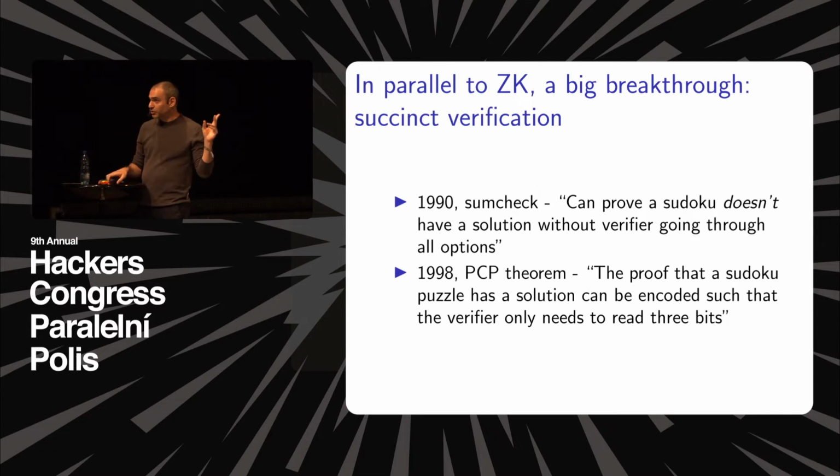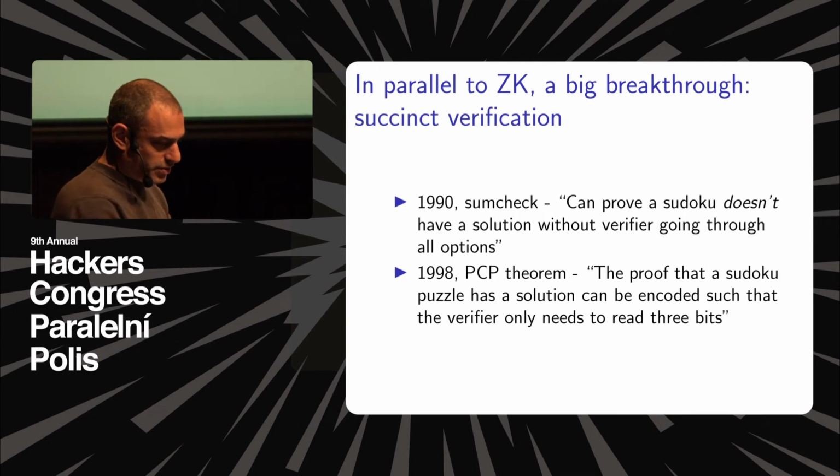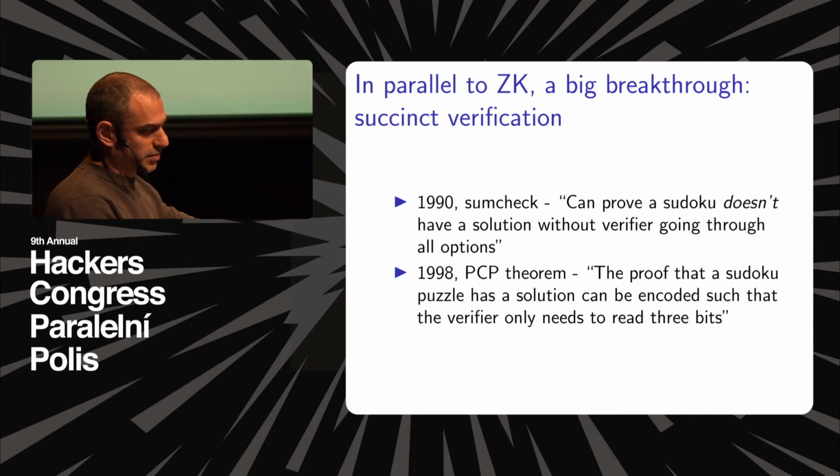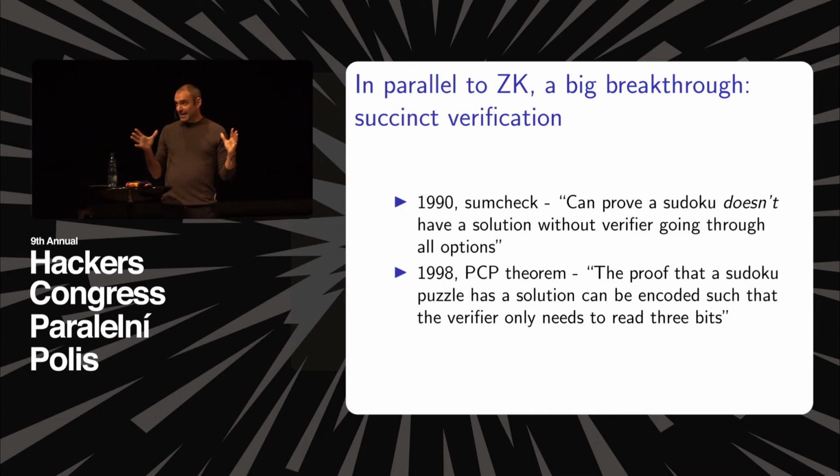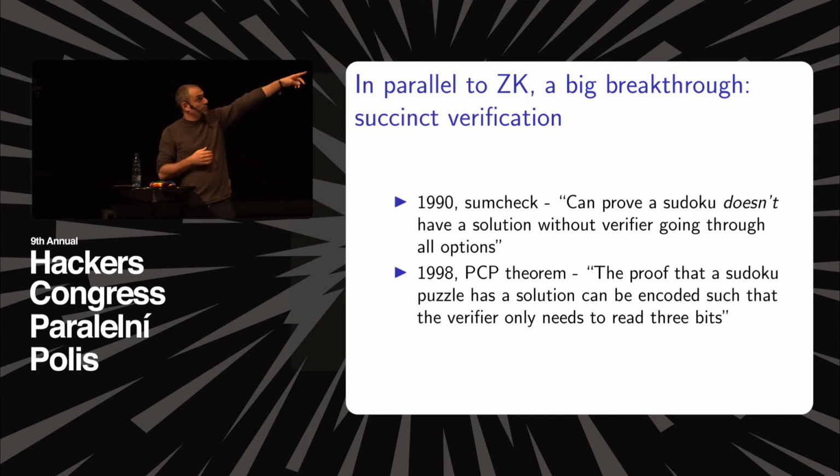So this work on the sum check protocol created this direction in research where people started to see how much we can leverage this idea that verification of something can be more efficient than natively computing it. In a sense, one culmination of this direction of research was something called the PCP theorem. PCP stands for probabilistically checkable proof. What this theorem said is that a proof of any NP statement, for our example, a proof that a Sudoku puzzle has a solution.